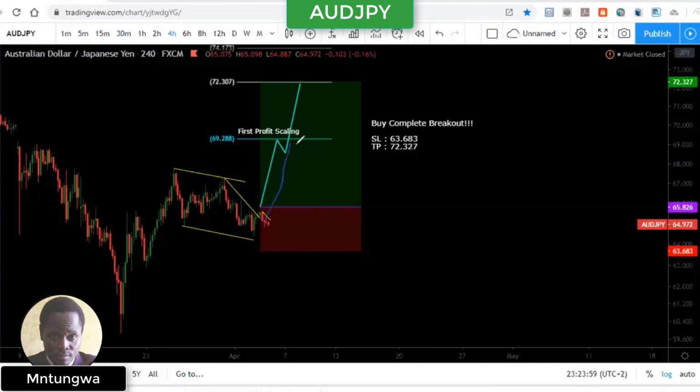We're expecting that when it comes here, it starts to correct. If it starts to correct, you do what you call scaling out. You either take some of your profit, you keep some, and if it gives you a correction here, you're going to take a new trade. You have to get a correction, and it has to break before you can move your stop loss to break even and expect the last push to the upside. That's what I'm expecting on the Australia JPY.